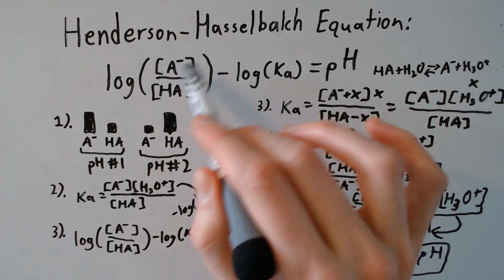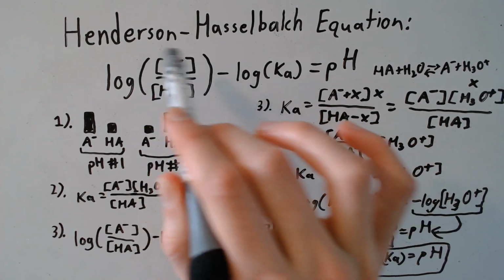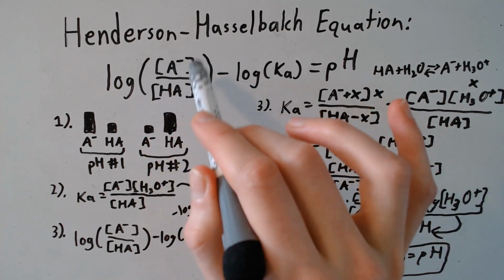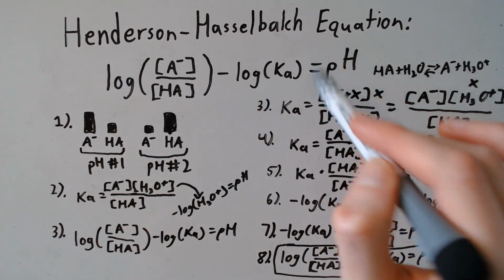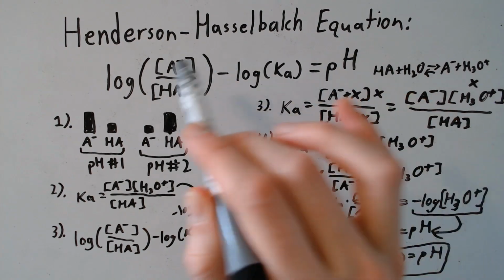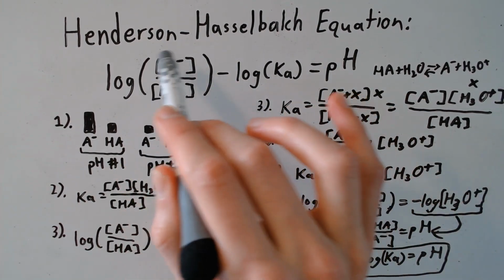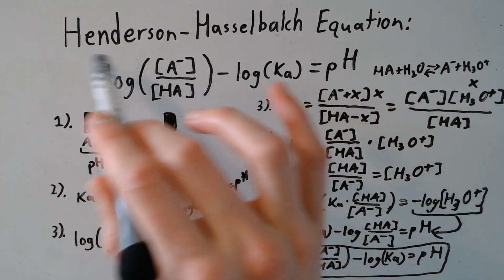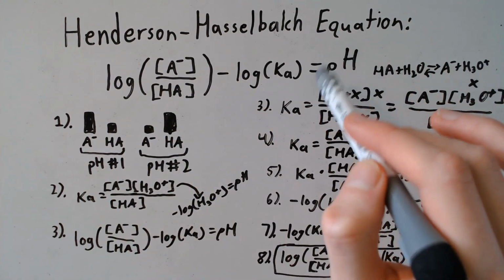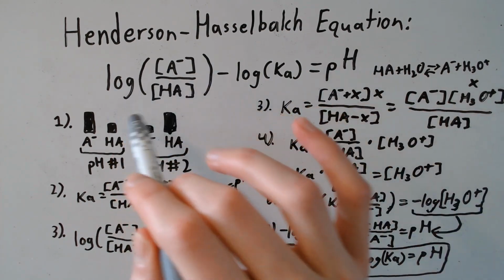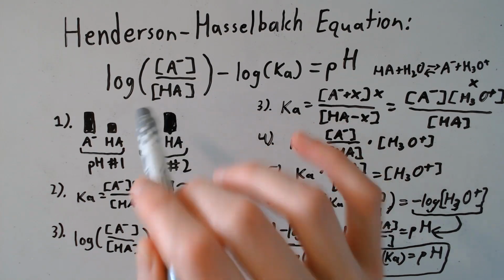So let's say there's more A minus on the top and less HA on the bottom. Since there's more of the weak base on the top, this logarithm is going to be higher in value, and therefore the pH is going to be higher in value. But only slightly, because again, this is a very weak base. Or if we have more acid on the bottom and less of this A minus, then this logarithm is going to be lower. Then the pH is going to be lower because the buffer is going to be more acidic. But then again, only slightly lower because the HA is not such a strong acid, it's a very weak acid.